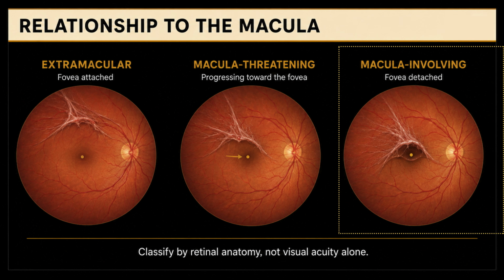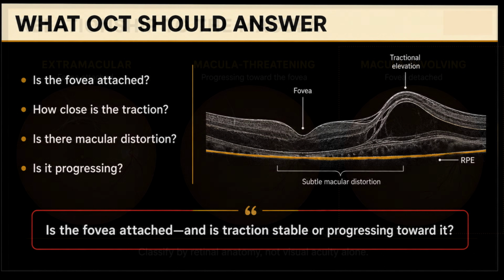Now, this classification should be based on the retinal anatomy and not on the visual acuity. A patient may retain good central vision even when traction is progressing towards the fovea. Conversely, reduced vision does not necessarily mean that the fovea is detached, because sometimes the reduced vision might be because of vitreous hemorrhage, macular ischemia, diabetic macular edema, or retinal distortion. All of those things also may reduce the vision.